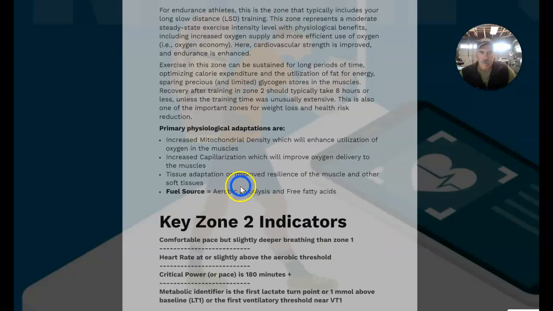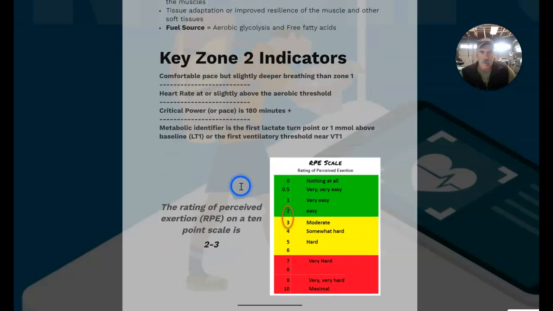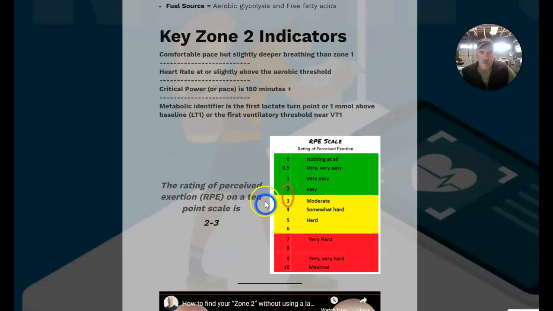So this will explain a little bit about what zone 2 is all about, but if you go down to the RPE scale, it's going to be that easy to moderate level, so an RPE of 2 to 3. And then the heart rates are going to be pretty consistent here, so you can usually use the heart rate as the zone indicator so that you know that you're at the right intensity.